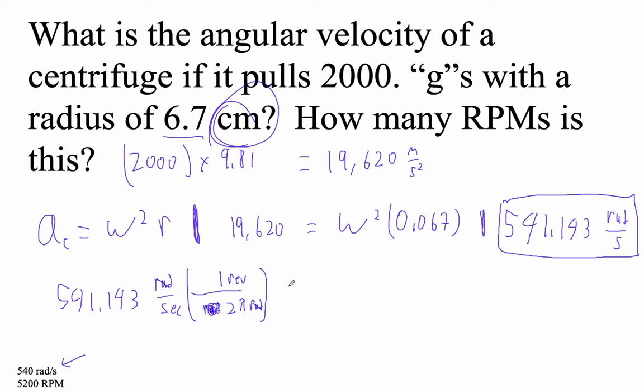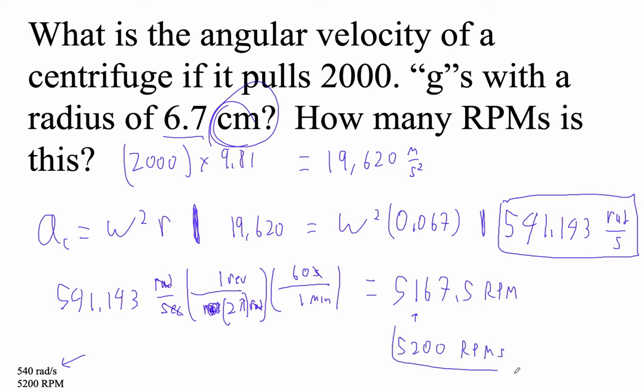And now we'll have revolutions per second, but we don't want that. 60 seconds is a minute. And that'll get rid of seconds. And we'll get rev per minute, right? So 541.143 times 60 divided by, and then just be careful when you divide by 2 pi, you got to put those parentheses, right? So divided by parenthesis, 2 pi end parenthesis, 5167.5 RPMs, right? With 2 sig figs, you'd have to say about 5,200 RPMs. Ta-da.